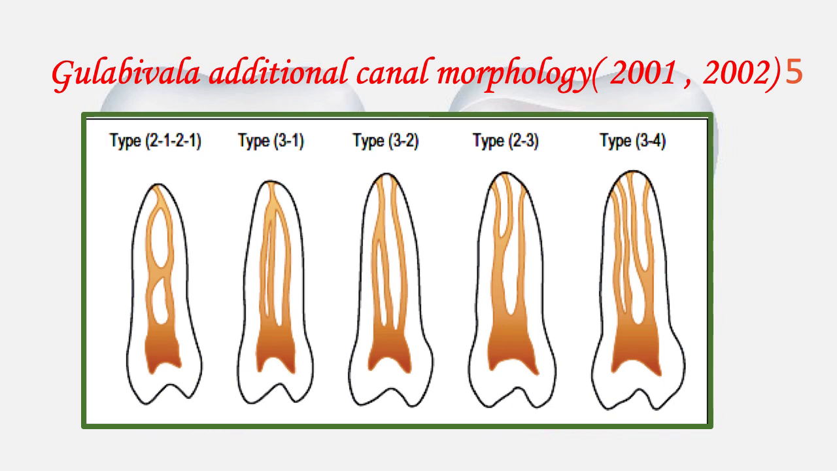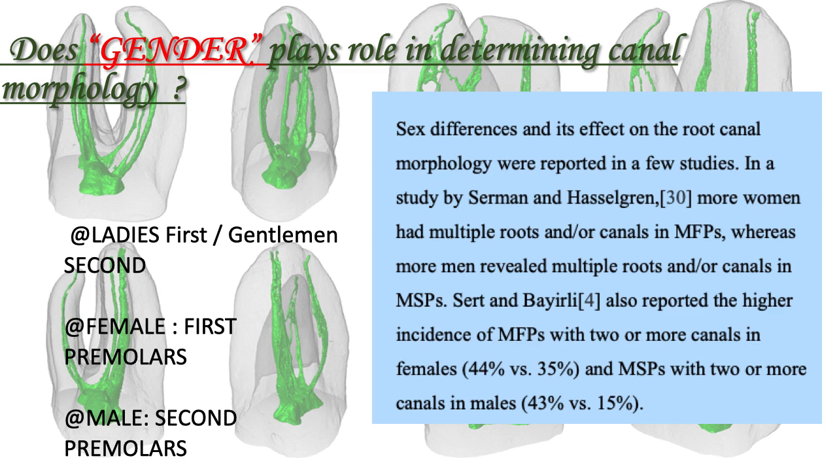That is 5 types. Now the most interesting fact: does gender play a role in determining the canal morphology? A few authors found that in relation to the mandibular first premolar and second premolar, most of the varied presentation in the mandibular first premolar was found in females, and the varied presentation of the mandibular second premolar was found in males. So you can remember: ladies first, gentlemen second. All the varied presentations in the mandibular first premolar are found in ladies, that is females, and all the varied presentations in the mandibular second premolar are found in males, that is gentlemen.